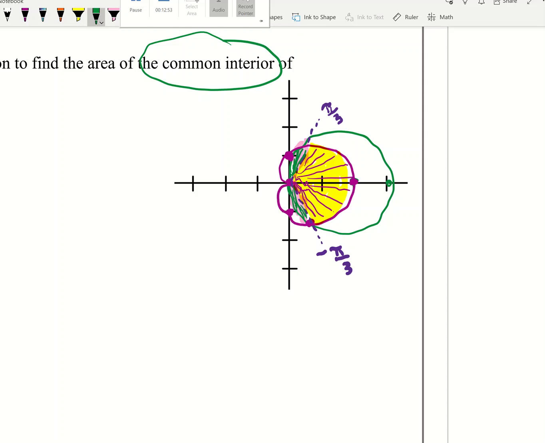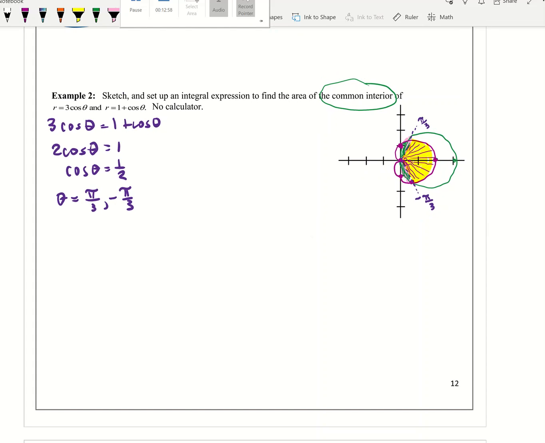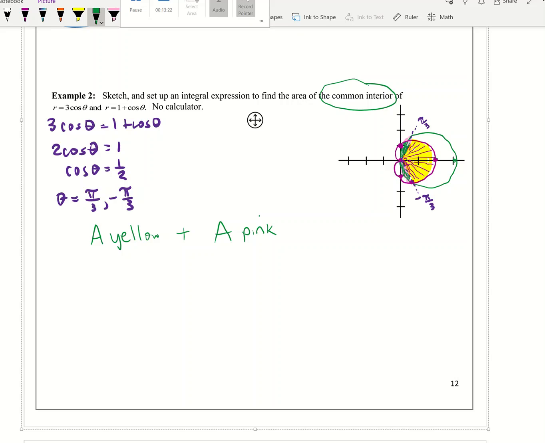So we want to choose the appropriate radii. This is not a situation where we're doing area between two shapes. Instead, this is a situation where we have regions formed by different shapes. So here's the plan that I'm going to use. I want to find a way to represent the area of the yellow region plus the area of the pink region. It kind of looks green now because I've colored in the radii here. Maybe I'll just call it the green region. But those all form the common interior.